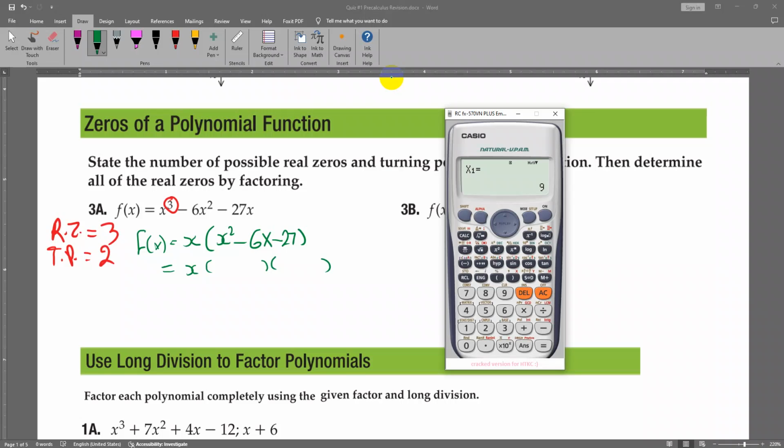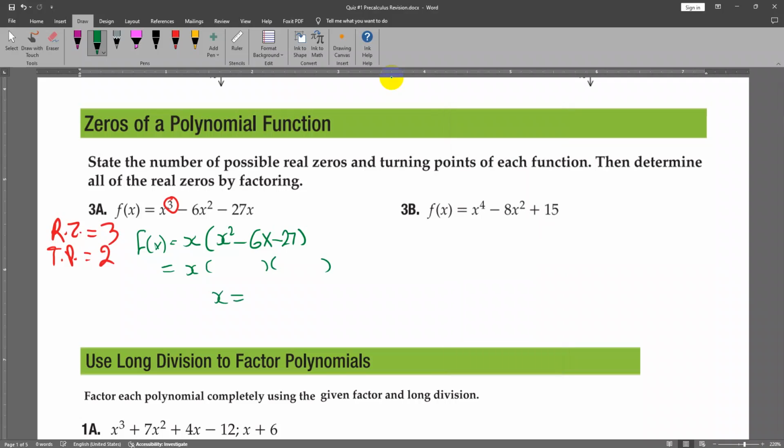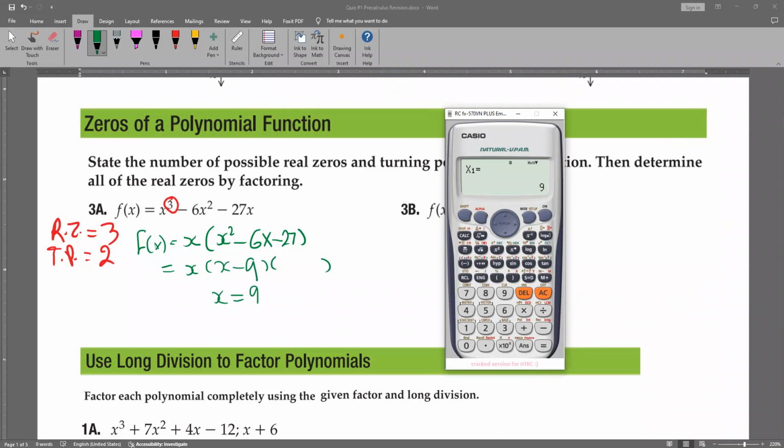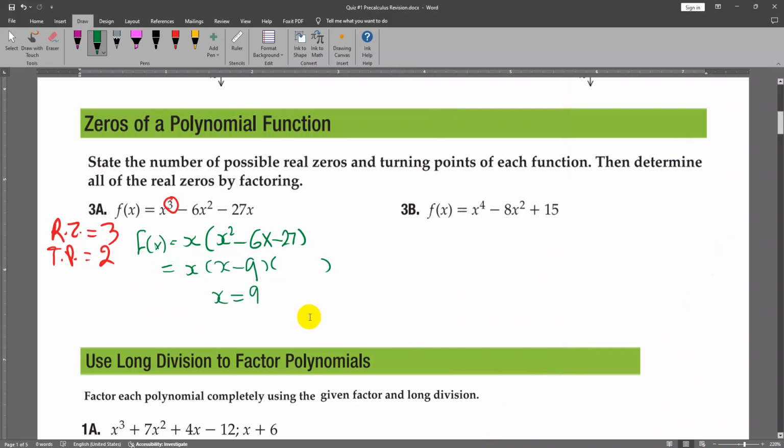So the first answer is 9, so this one will be x minus 9. About the second answer, it's negative 3, so x is equal to negative 3, so we have here x plus 3. And of course, don't forget, we have x is equal to 0. And these are the 3 zeros of this function.